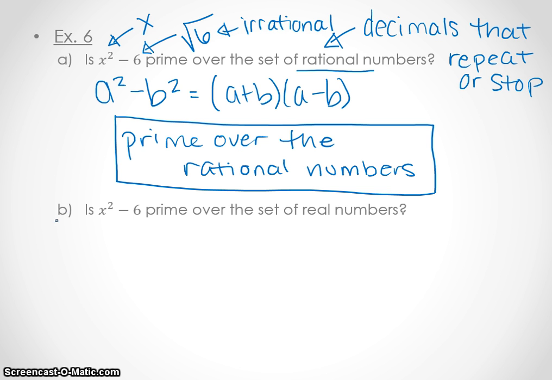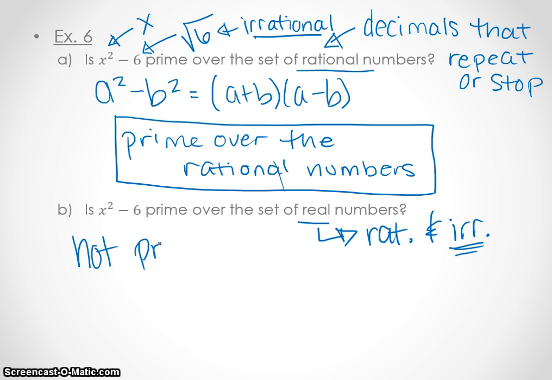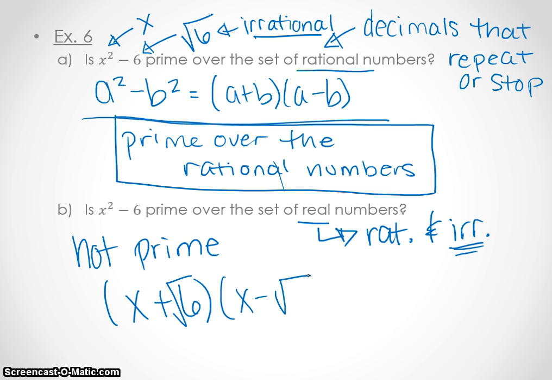Okay, so part B says, is x squared minus 6 prime over the set of real numbers? The real numbers extend to the rational and the irrational. So now that we're allowed to use irrational numbers, which is what we're going to get here, yeah, we can actually factor it. So no, it's not prime, because it will now factor into our pattern here. It factors into x plus the square root of 6, and x minus the square root of 6. That would be what it factors into.